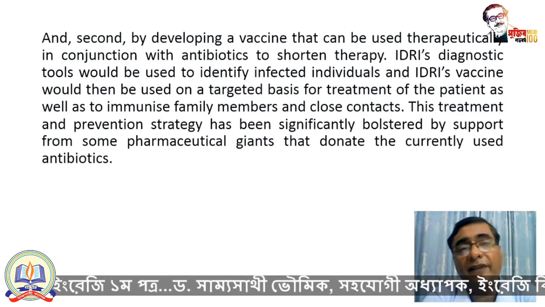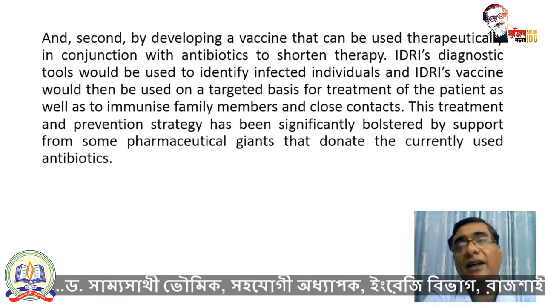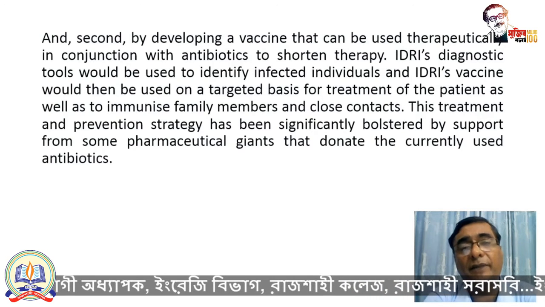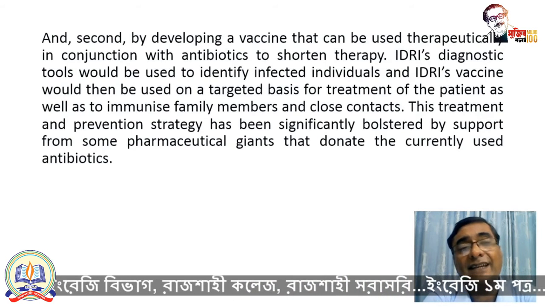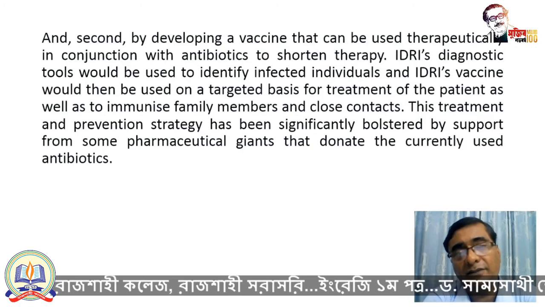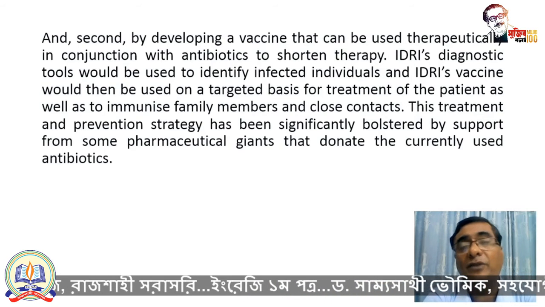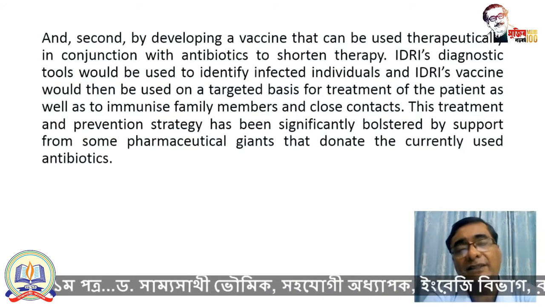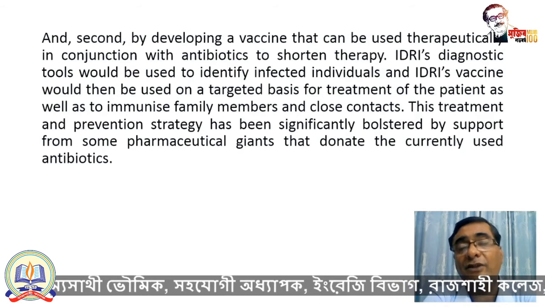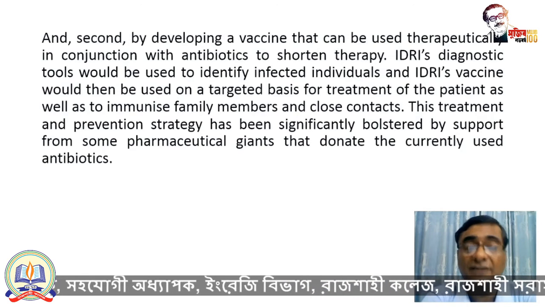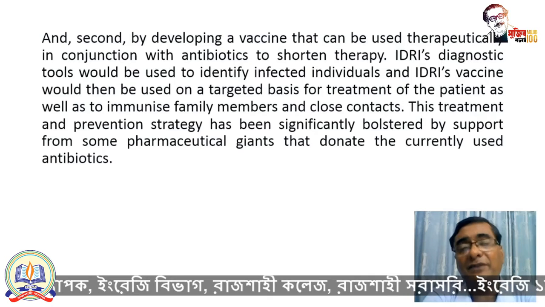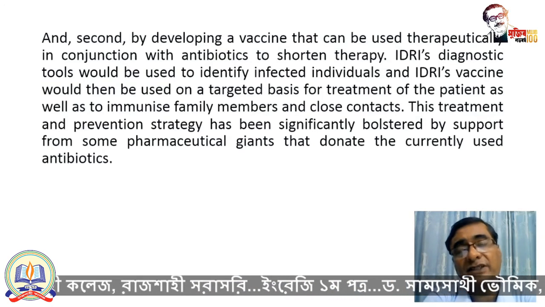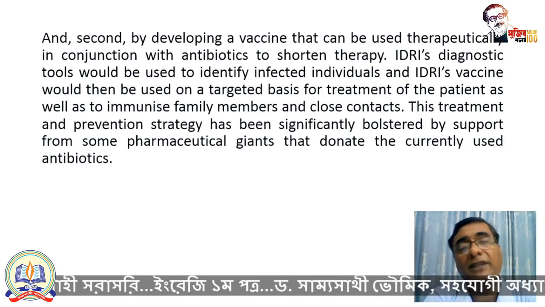Second, by developing a vaccine that can be used therapeutically in conjunction with antibiotics to shorten therapy. Now, this is the second way they are treating the leprosy patients. They have developed a vaccine, and this vaccine is used not only simply as a vaccine. A vaccine is used so that a person doesn't become a victim of that disease. But sometimes the vaccine is used as a kind of therapy. And this vaccine of leprosy is used as a kind of therapy combined with antibiotics.